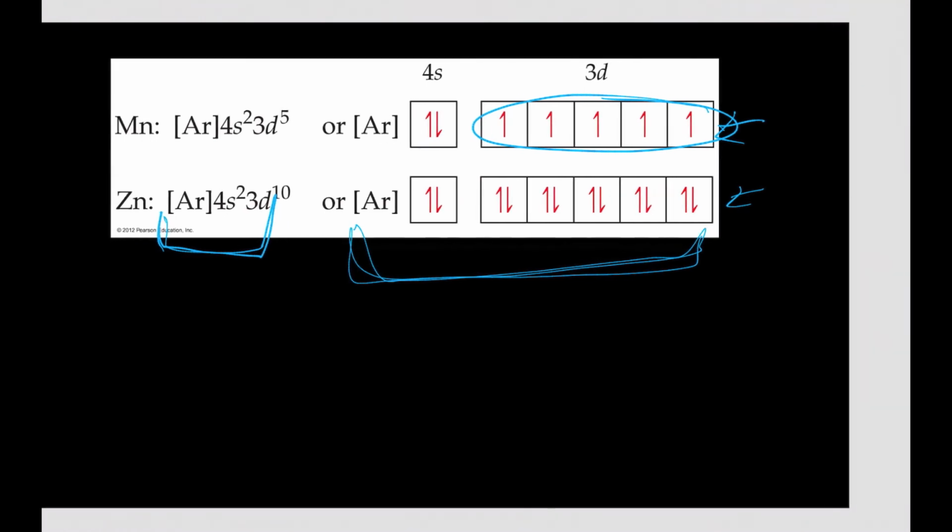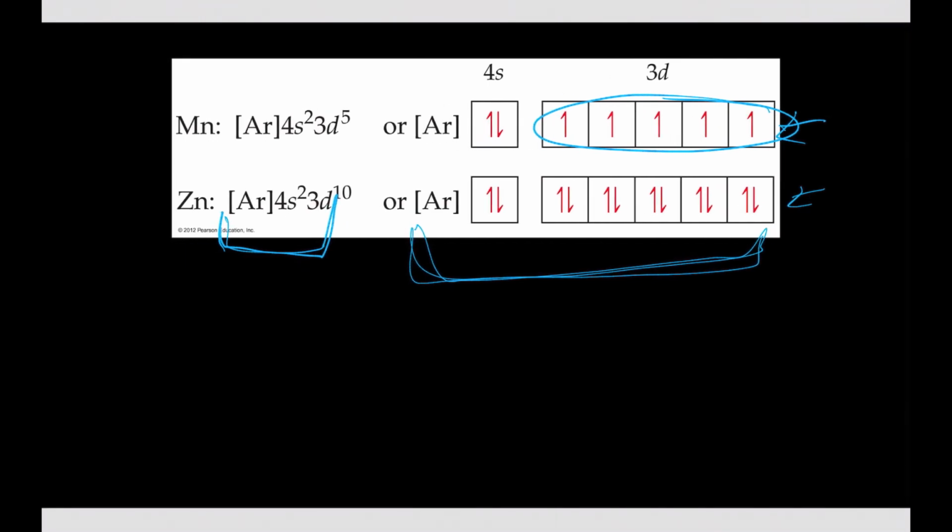Okay, all right, that's the end of chapter 6, which will then take us into chapter 7, where we talk about periodic properties that arise due to the configurations of our respective atoms.